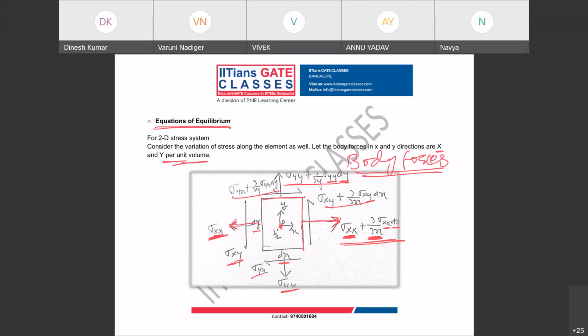Now, in this case, how many equilibrium equations can we have for this 2D case? If anyone knows about equilibrium from your engineering mechanics, how many equilibrium equations will you have? 2. Anyone else?